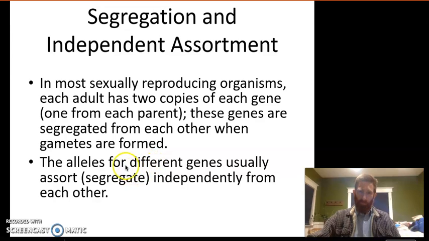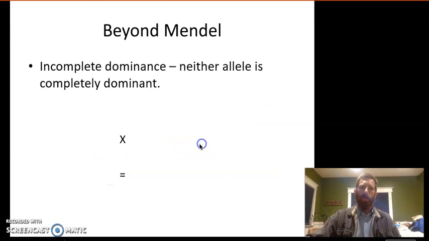And then this is the big one: alleles for different genes usually assort or segregate independently from each other. So we could have a yellow wrinkled pea, or we could have a green round pea. If you'll remember, the round and the yellow characteristics were dominant, and the green and the wrinkled characteristics were recessive. And they don't always have to stay together. They can assort, they can segregate, they can separate from each other. So go ahead and write that down as well if you don't have that written down already.